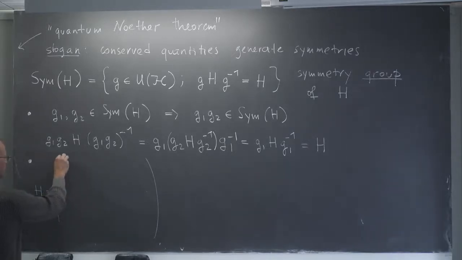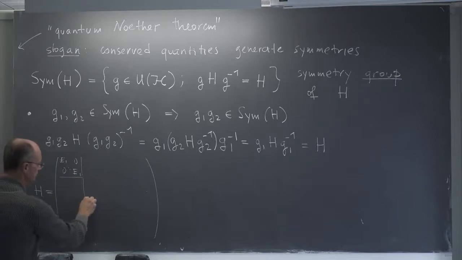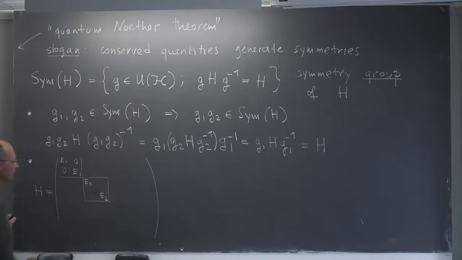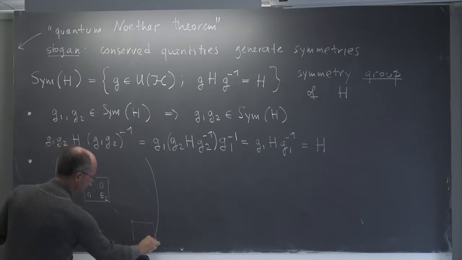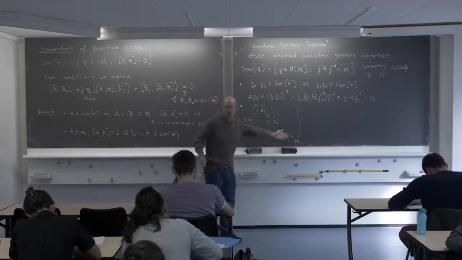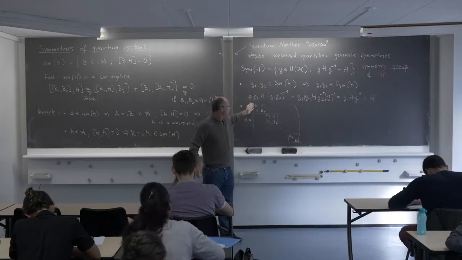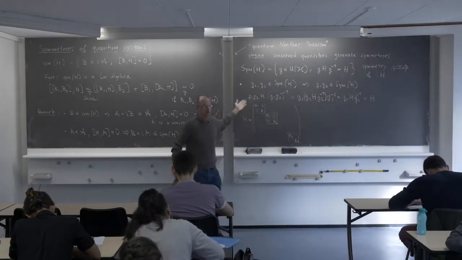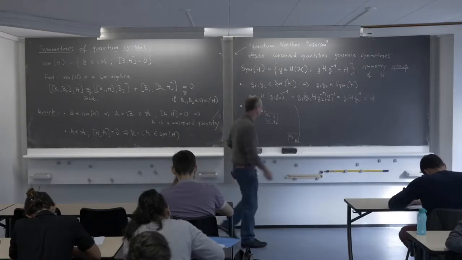So how does it look like? There is a block with eigenvalue E1. Then there is a block with eigenvalue E2, and so on. And a block with eigenvalue Ek. So those blocks may be of various dimensions. For instance, they can all be of dimension 1 in principle, or H can have just one eigenvalue. So everything is possible.